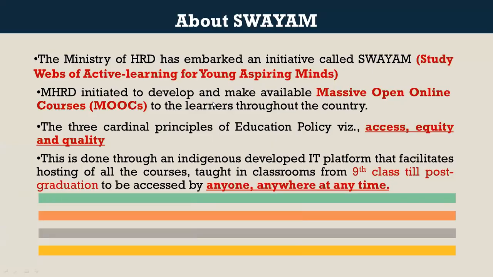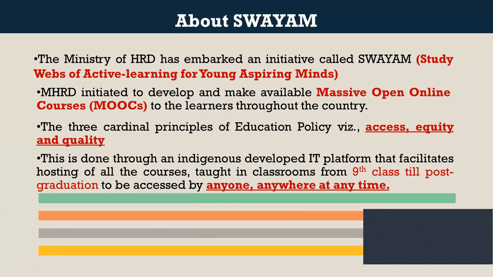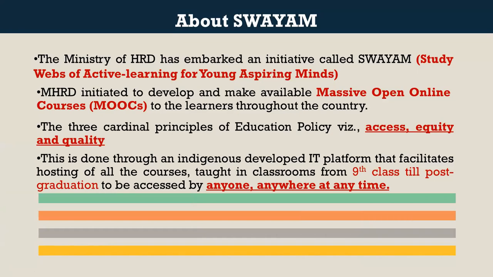Then taking further understanding, under one of the initiatives of the National Mission on Education through Information and Communication Technology, we call it Swayam. That is the Study Webs of Active Learning for Young Aspiring Minds. Under these massive open online courses, they give 3 cardinal principles as far as the education policy is concerned: access, equity, and quality. Access means that the entire teacher and student fraternity is able to access whatever content and courses are made available.